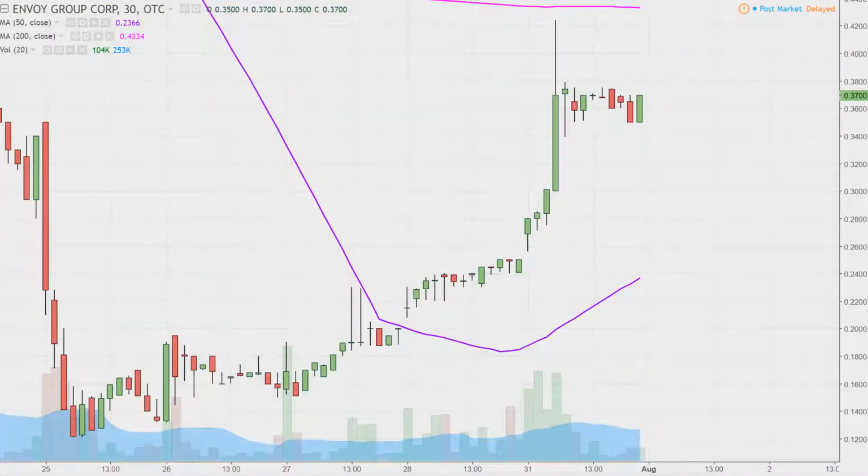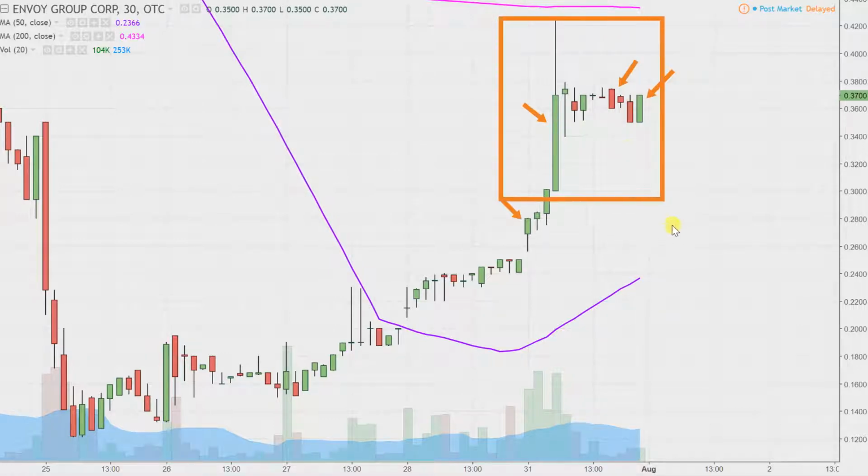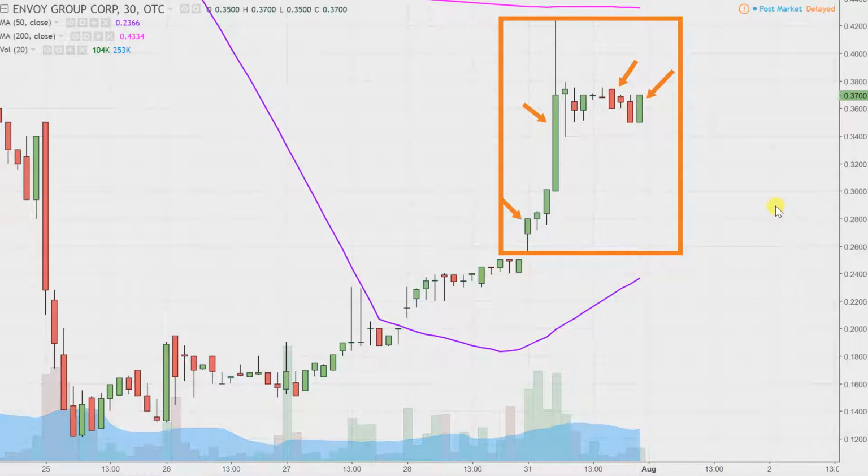Real quick, what do I mean by 30-minute in case maybe you're new to charts? Instead of each one of these candlesticks here representing 1 day's worth of price action, which is what you would normally see, each one represents 30 minutes. So while this here may look like several days' worth of time, it's actually just today's price action broken down into 30-minute time slices.